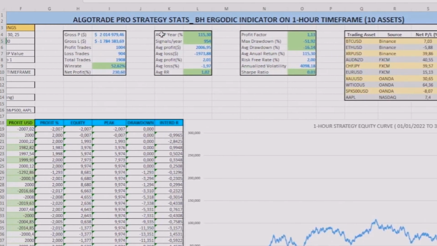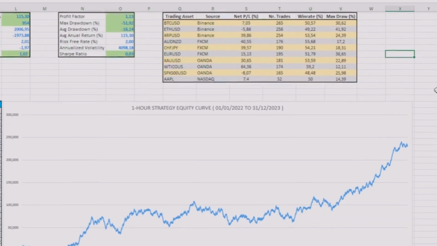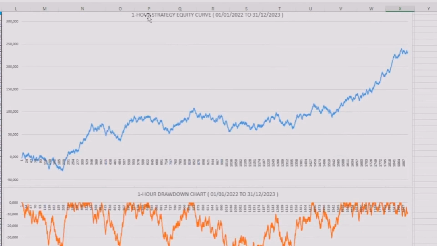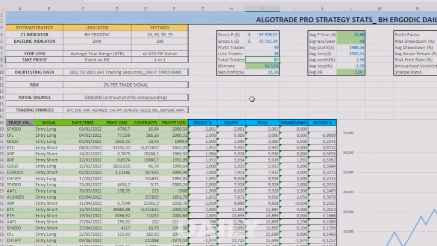Here you can find other important metrics, the results of every asset, and as expected, the equity chart that was quite efficient as well. Finally, in the daily time frame, after 87 trades, the indicator achieved a win rate of 56.32% and a net profit of 21%.